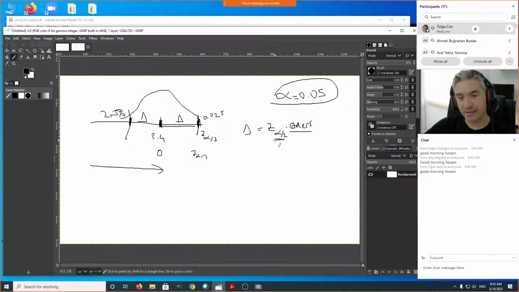And with this alpha over 2, if you want to be very confident, for example, 100% confident, your confidence interval is going to be between minus infinity and infinity, right? Since the normal distribution's tails go all the way to infinity, it tells you that it's impossible to be exactly 100% confident.